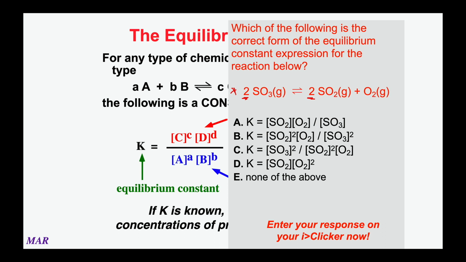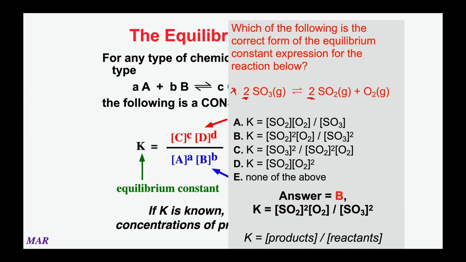So if you look, it looks like answer B is going to be right then, because you do have a 2 squared by the SO2 and a 2 for the SO3. The O2 has just an invisible 1. So this is how you describe an equilibrium constant. All right, products divided by reactants, raise them to their powers, you're good to go.